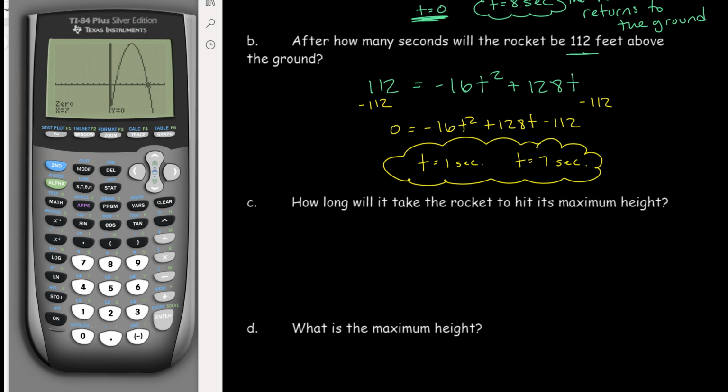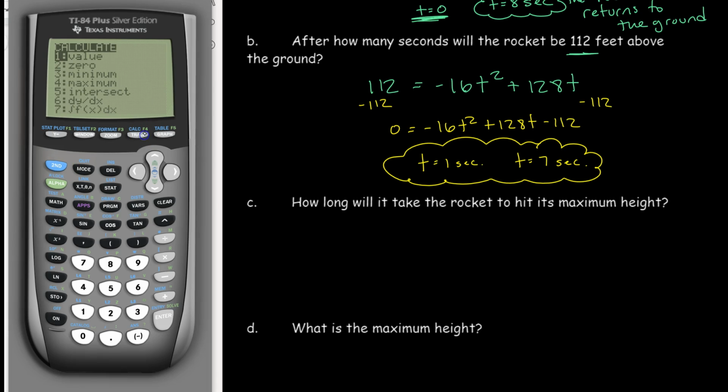All right. We're almost done with this problem. I know it's long. I'm so sorry. It says, how long will it take the rocket to hit its maximum height? Where on our calculator did we see the word maximum? If you hit second trace, what can you find? Maximum.